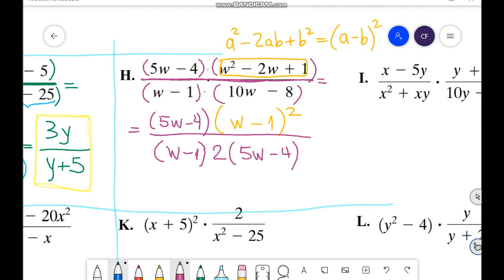Check what can we cancel now. 5w minus 4 and 5w minus 4, yes, we can cancel. And we have w minus 1 squared and w minus 1 exponent 1. So we keep the 1 on the numerator, this is cancelled, and we subtract 1 from the exponents. The answer here is going to be what's remaining, w minus 1 exponent 1 over, on the denominator, the only thing remaining is 2.